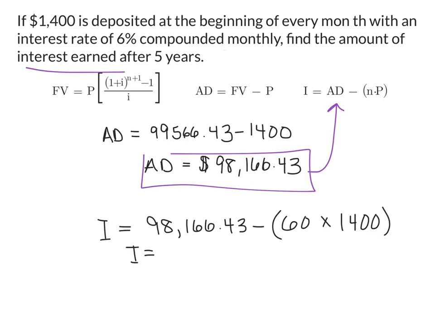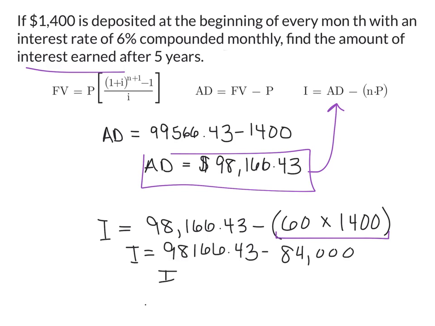So I equals $98,166.43 minus 60 times 1,400. You'll do the operation within parentheses first. So 60 times 1,400 is 84,000. Next, you'll subtract to get a final value of $14,166.43. And this is your interest earned. And this is your final answer.